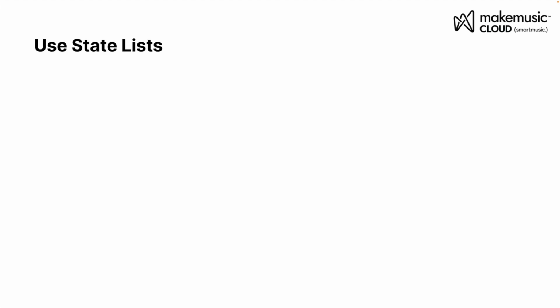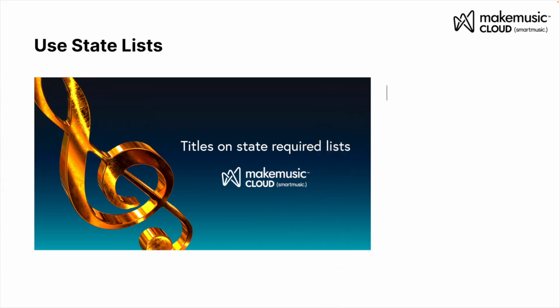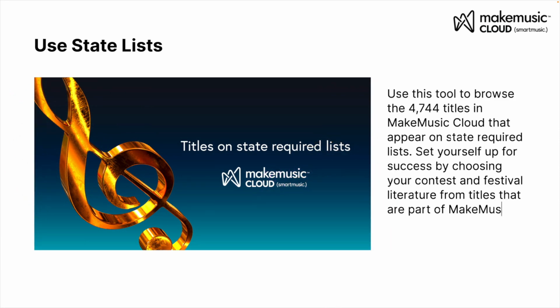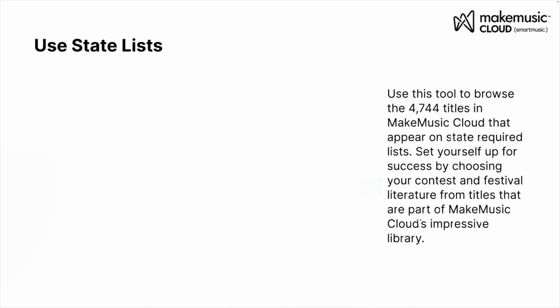One more practical tip. Use our newly created state lists. Titles on state-required lists are now available on our website. Use the tool to browse the 4,744 titles in MakeMusic Cloud that appear on state-required lists. Set yourself up for success by choosing your contest and festival literature from titles that are part of MakeMusic Cloud's impressive library. Here is a list now of all the states that are represented.